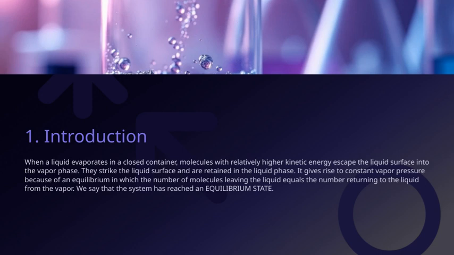The key thing to remember here is that at this point, the number of molecules leaving the liquid equals the number returning from the vapor phase. When this balance is achieved, we say the system has reached an equilibrium state. This equilibrium is crucial because it explains why vapor pressure remains constant under stable conditions. It's a dynamic balance. Molecules are constantly moving back and forth, but the overall pressure stays steady because the rates of evaporation and condensation are equal. This concept ties into the overall theme of understanding how liquids and gases behave under different conditions.